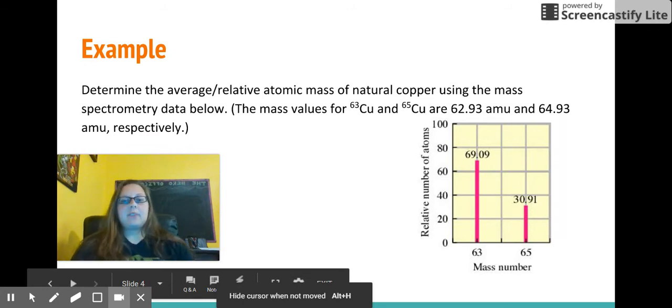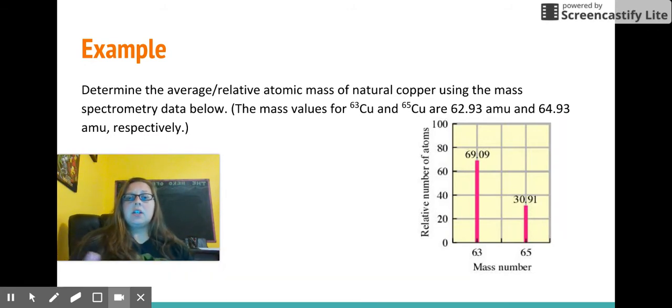Okay, so here's an example that we have of something that you might see. We have the average or relative atomic mass of natural copper using the mass spectrometry data below. The mass values for copper 63 and copper 65 are 62.93 AMU and 64.93 AMU respectively. Now, whenever you see this where the little mass is on top, this is an isotope. So this is copper 63 isotope, and this is copper 65 isotope. So copper 63 isotope has a mass of 62.93, and copper 65 isotope has a mass of 64.93.